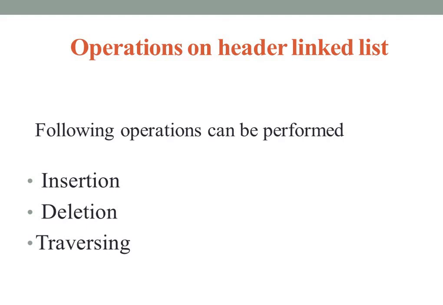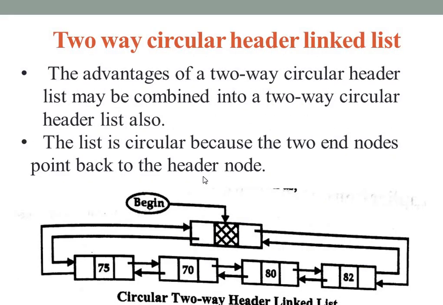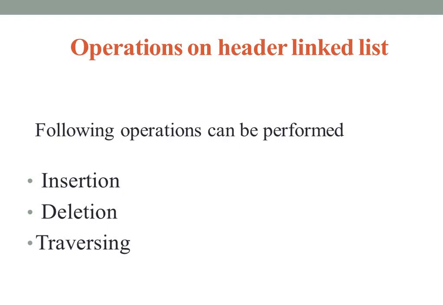And traversing, as you can see in this diagram, we can start from the header node, and we have to traverse in sequence. So after the header node, we'll go to the first node, the second node, the third node, and finally wherever we get the null pointer, we'll stop over there. Wherever we get the null pointer in the next field, we have to stop traversing. So this is the traversing process of the header linked list.